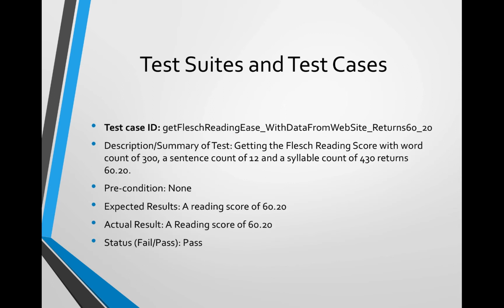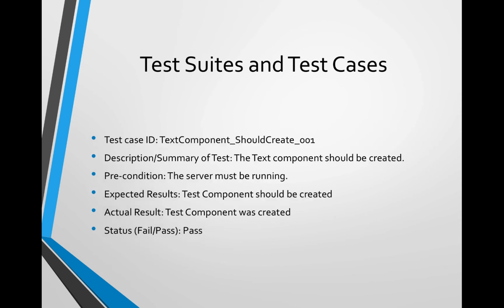One of these test cases is get Flesch reading ease with data from the website returns 60. We are getting the Flesch reading score for a word count of 300, a sentence count of 12, and a syllable count of 430. We need to make sure that this returns 60.2. There are no preconditions for it, and the expected result reading score was 60.20, and so the status of the test is a pass.